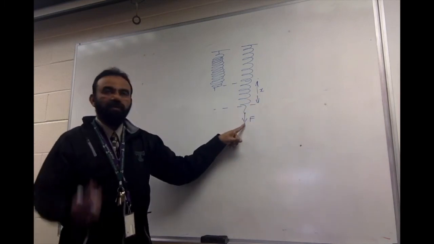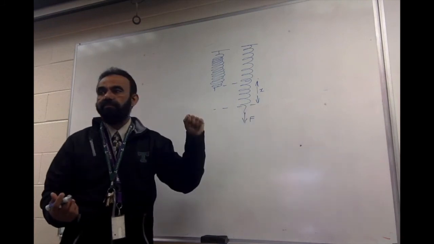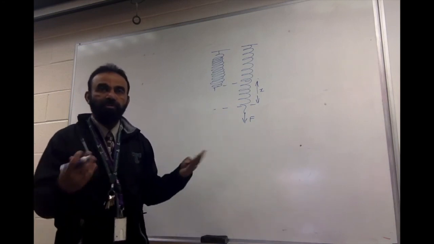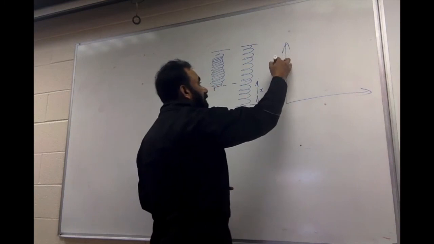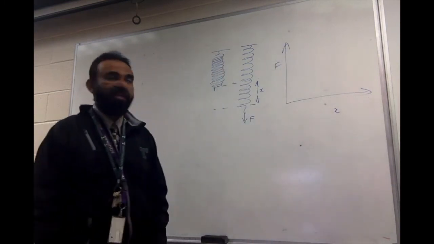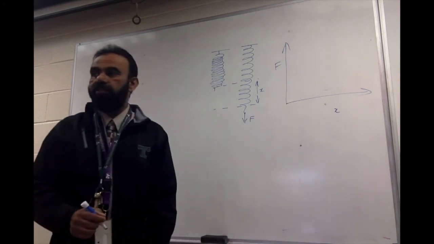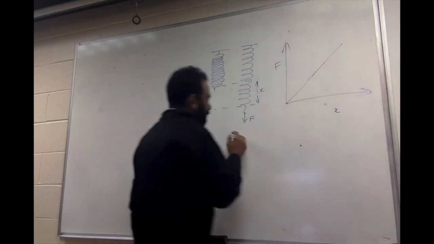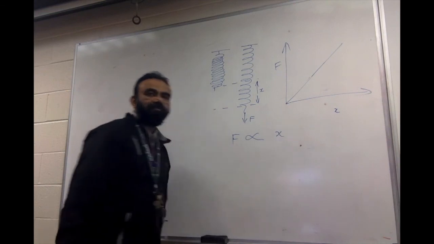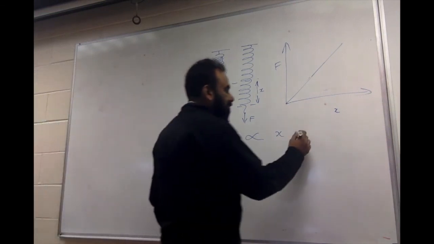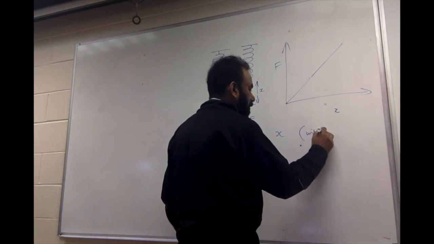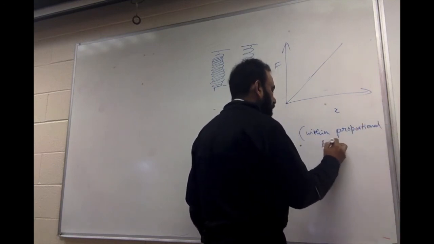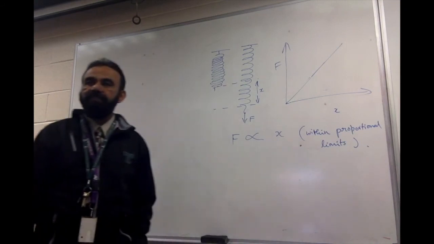And what we know is the more force you apply, the more the extension. Is that right for a spring? Yeah. So the more you apply a force, the more it's going to stretch. So this is going to be a graphical format of your force-extension. When you applied no force, no extension. When you applied some force, it extends. So that is going to be a straight line variation. So F is directly proportional to X. And of course, this is not always true, only within proportional limits.